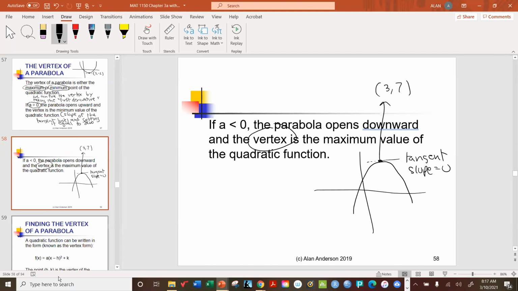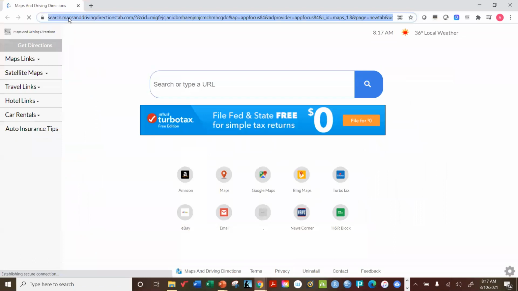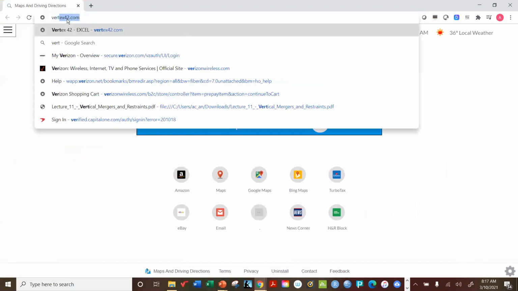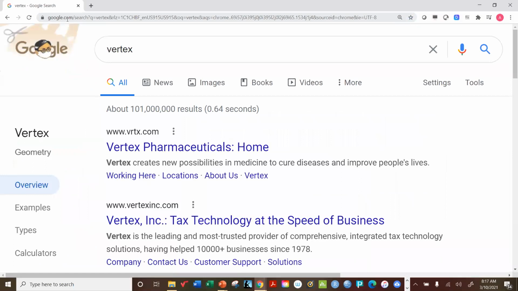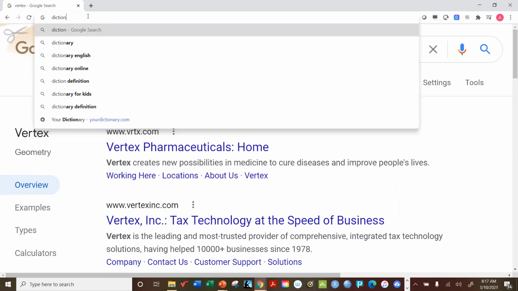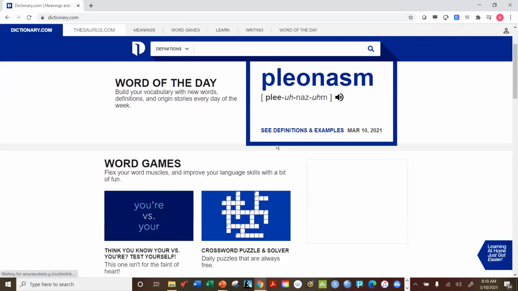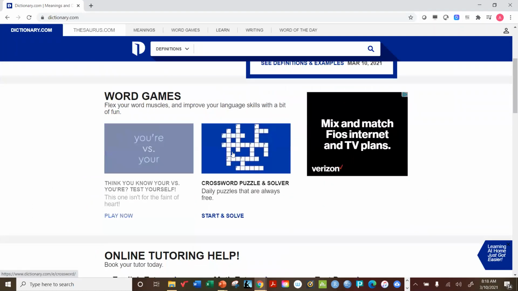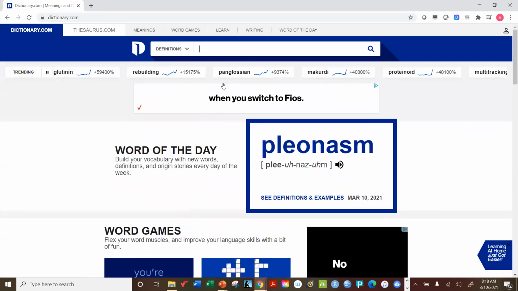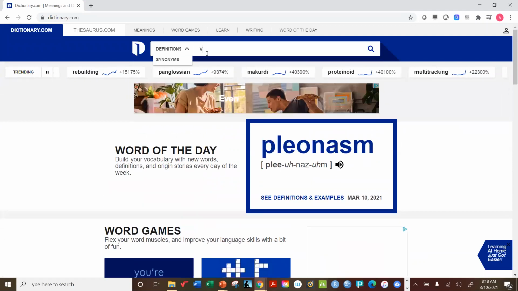Vertex can mean other things as well. In fact, why don't we take a look and see what are some of the other possibilities here, just in terms of pure English. I thought, there's a dictionary online, isn't there? I think so. I don't want the word of the day. I don't want to know what pleonasm is, although I guess we should learn every word we can. But let's look for vertex just to see what they come up with.